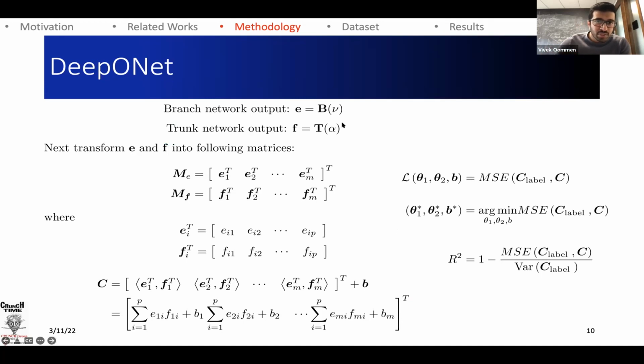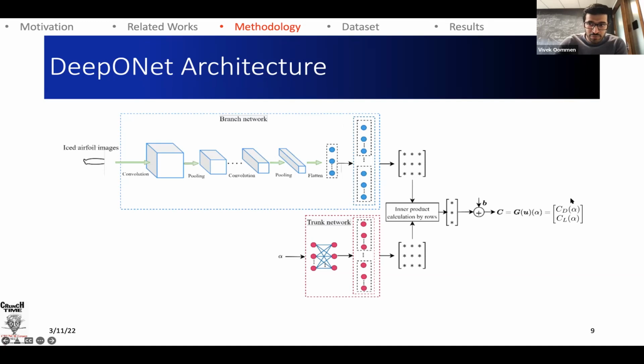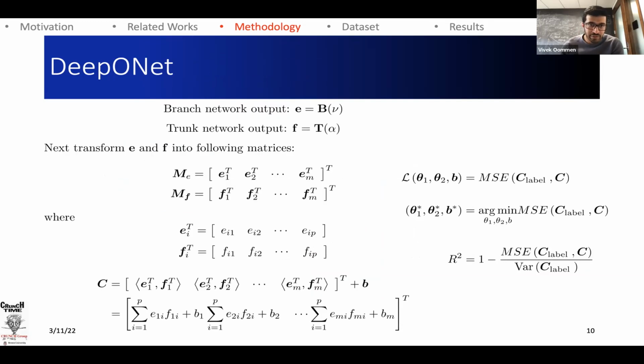Now, coming to how they implemented this. Here we see the same DeepONet is used for predicting two functions, CD and CL, the coefficient of drag and the coefficient of lift. Let E be the output of the branch net, which takes the image as the input, and F be the output of the trunk net T that takes angle of attack alpha as the input. First, they transform E and F into the following matrices.